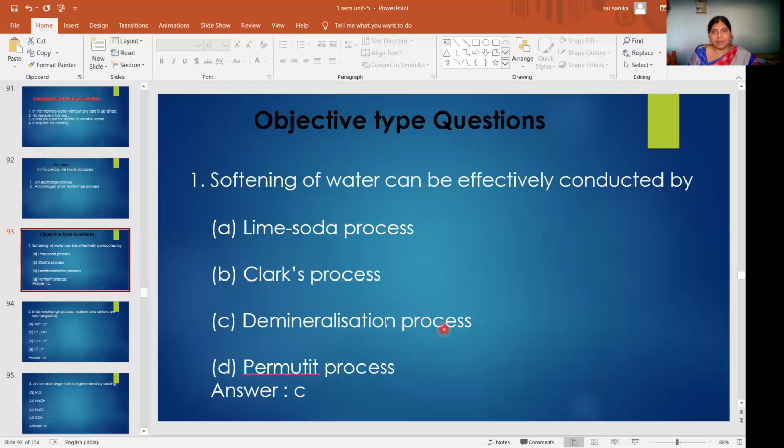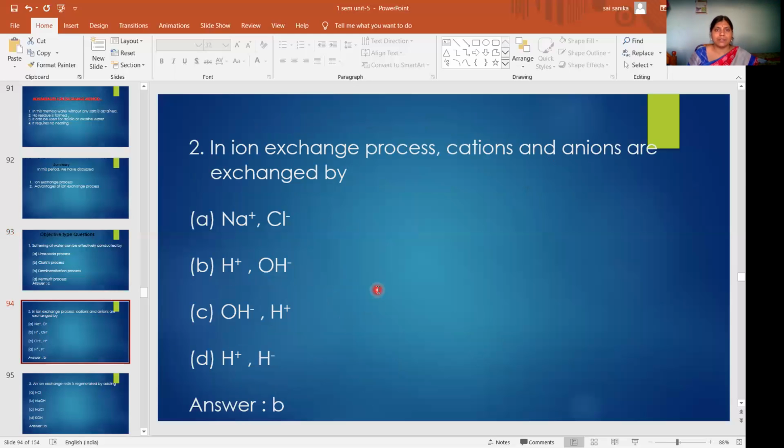Demineralization process. By this process, you can soften the water effectively. Next, second question. In ion exchange process, cations and anions are exchanged by. So here, in the ion exchange process, cations and anions are exchanged by some ions. So what are those ions they are asking?